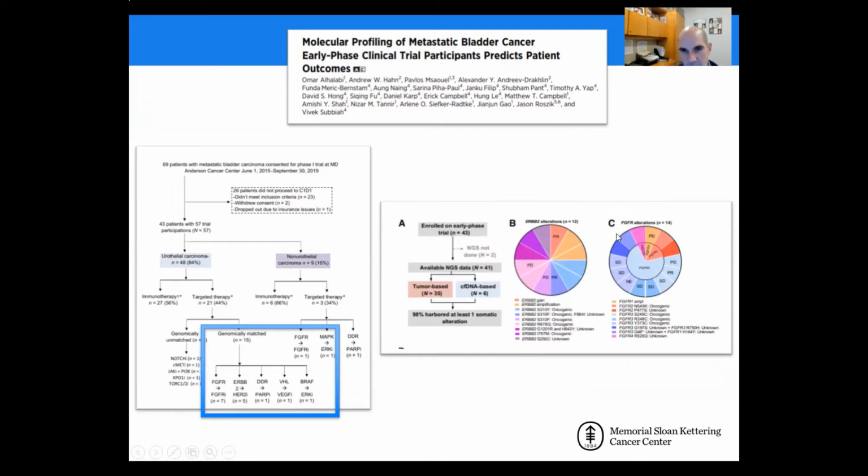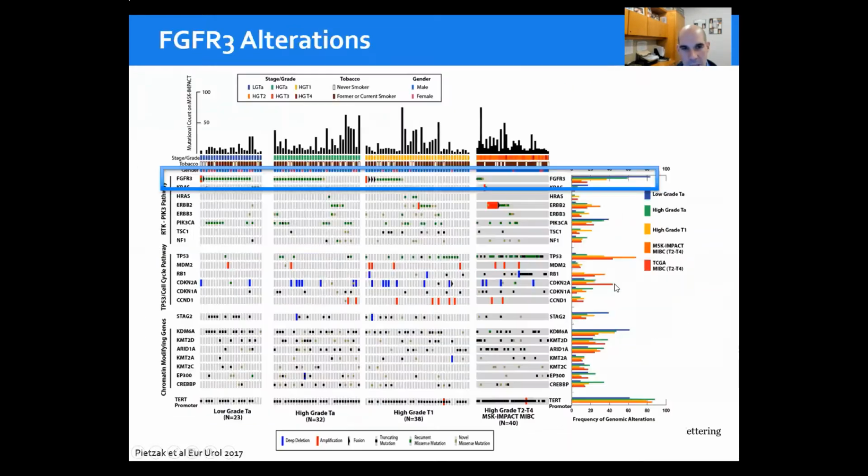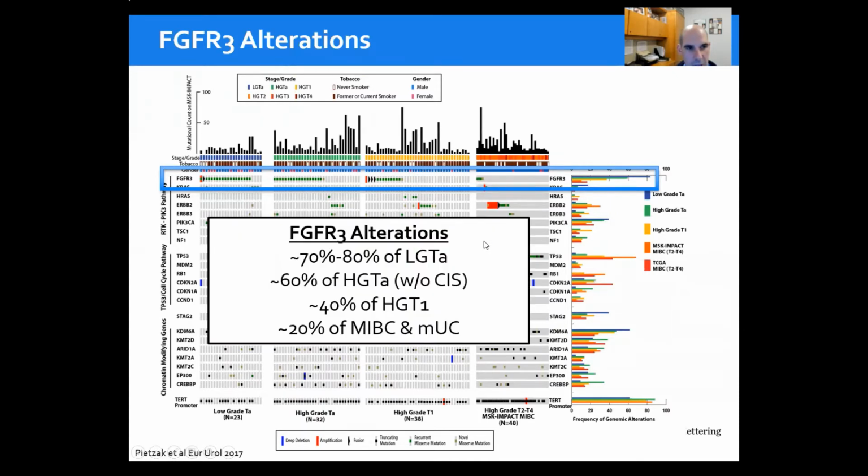I'm going to focus this segment primarily on FGFR3. As you can see here, it's highly pervasive within this phase 1 protocol from MD Anderson. And if you look across all stages for bladder cancer, FGFR3 alterations are very highly prevalent within low-grade Ta tumors, also highly prevalent in high-grade Ta tumors, especially in those without carcinoma in situ. There's a general inverse relationship. CIS generally does not have FGFR3 alterations associated with it.